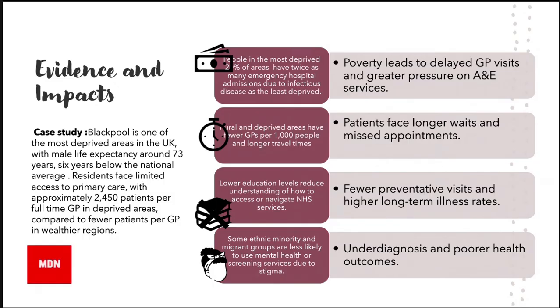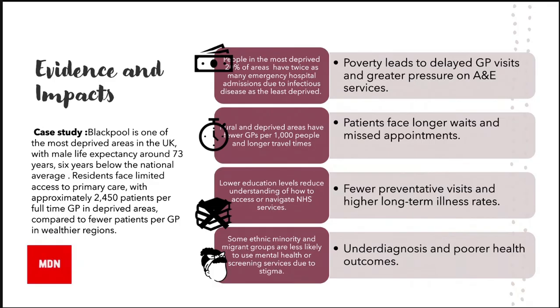Ethnicity and cultural barriers. Some ethnic minority and migrant groups are less likely to use mental health or screening services due to stigma. This is often due to language barriers, mistrust of institutions, or fear of stigma within communities. This results in underdiagnosis of conditions such as depression, cancer, and diabetes, and often leads to poorer overall health outcomes.